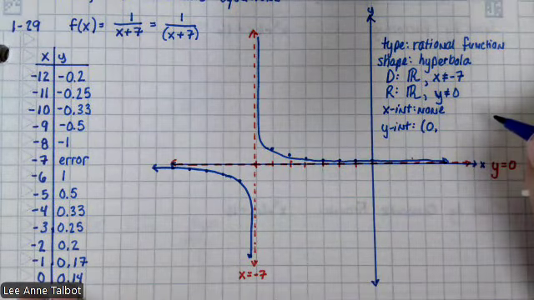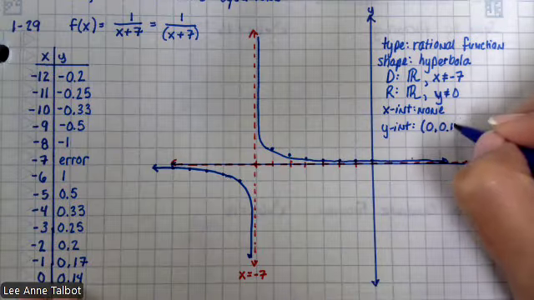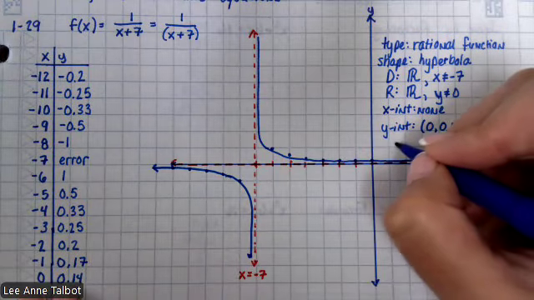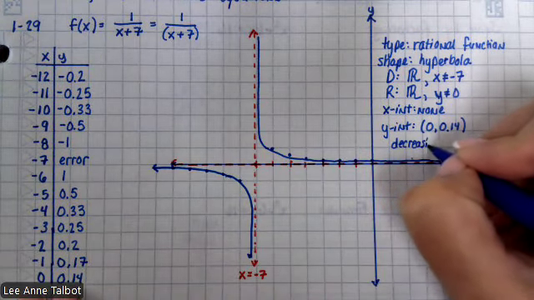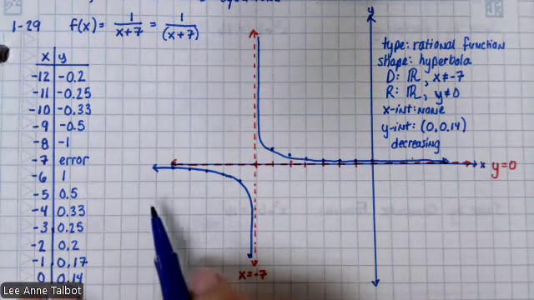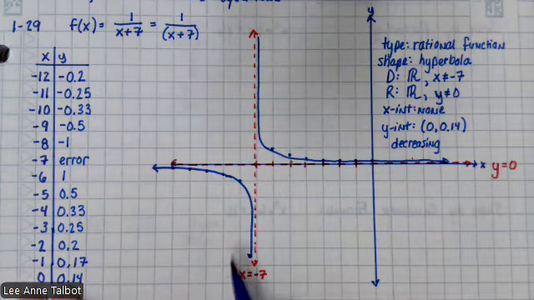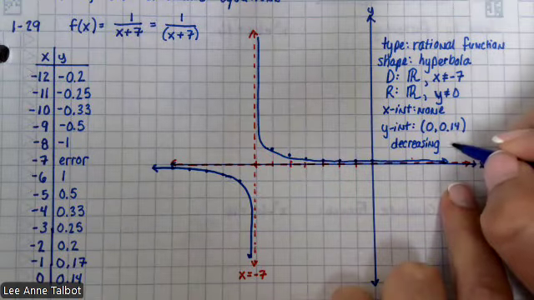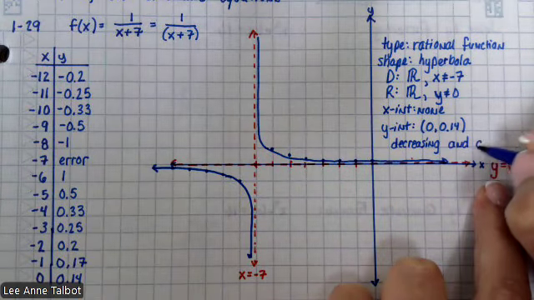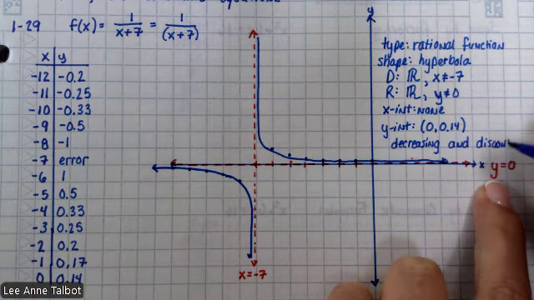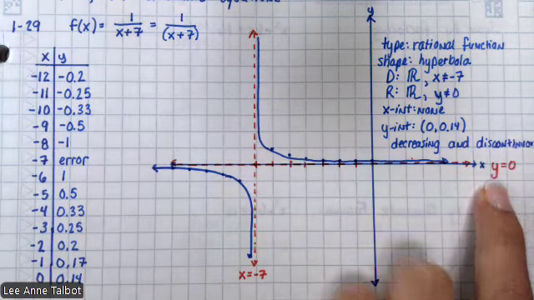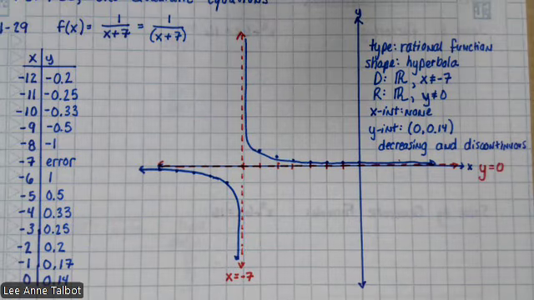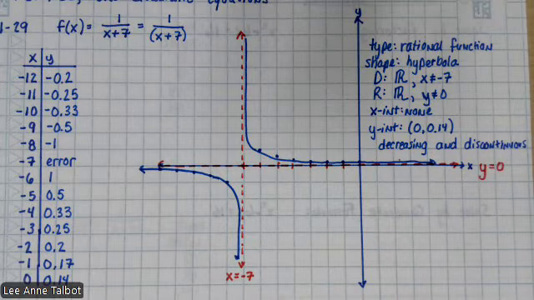0, comma, it's right here. 0, comma, 0.14. All good, all good. This graph is decreasing. It's weird because if you start here, it's decreasing, and then it pops up here and it's decreasing. It's also called discontinuous, meaning that you have to lift up your pencil to jump to the next piece of the graph. Okay.